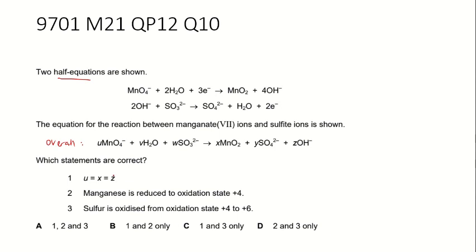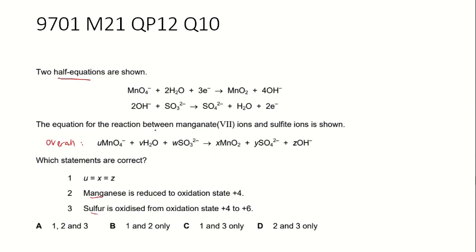So number one, u equals x equals z. That means we have to balance this equation to be able to check if statement number one is correct. Number two, manganese is reduced to oxidation state plus 4. Number three, sulfur is oxidized from oxidation state plus 4 to plus 6. So that means we have to find the oxidation state of manganese and also sulfur from the equations.